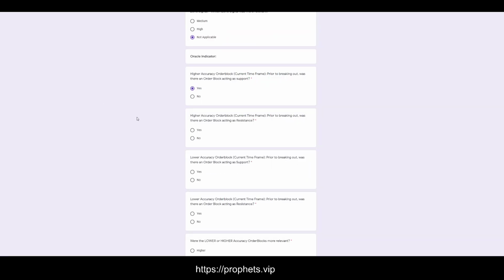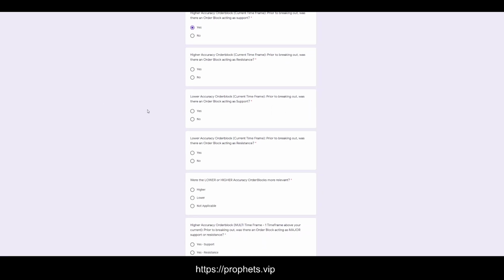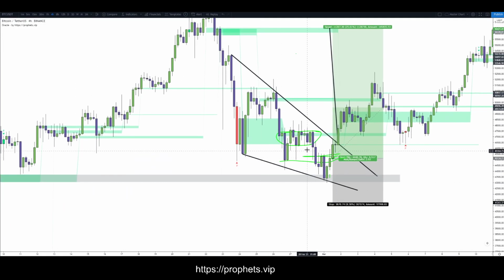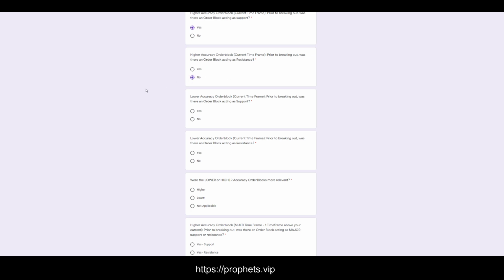Make sure you zoom out or look left. Rookie 101. Higher accuracy order block, current time frame. Prior to breaking out, was there an order block acting as resistance? So in this case here, no. This would have been the resistance, but it wasn't prior to breaking out. So the answer there is no.